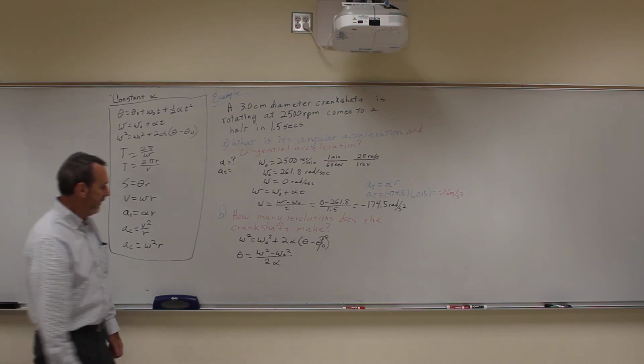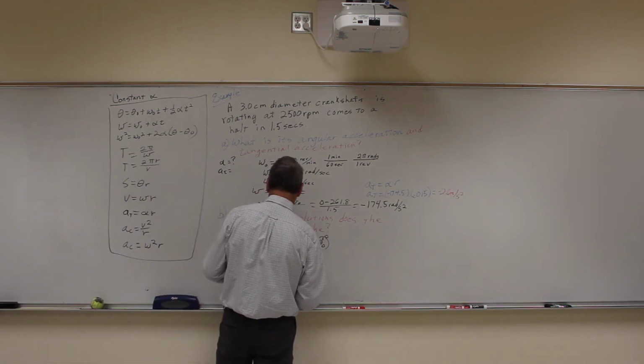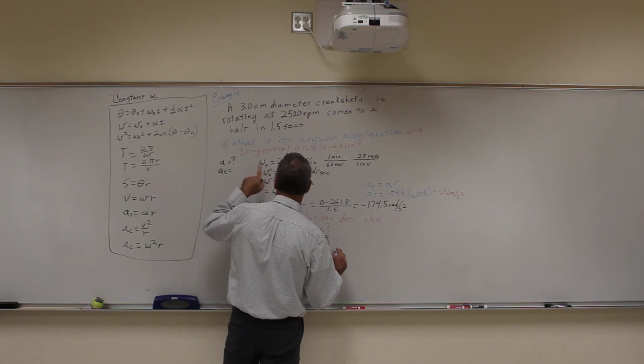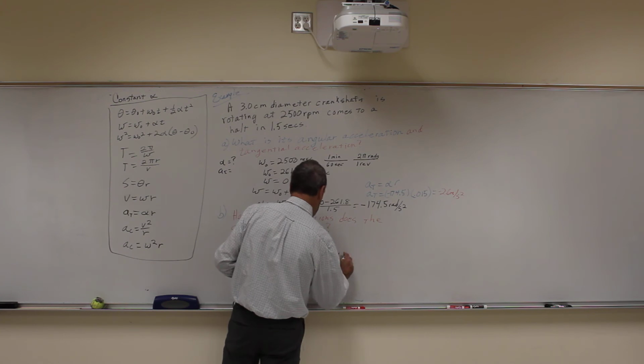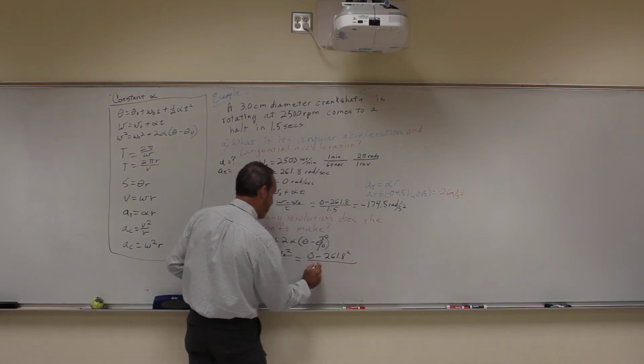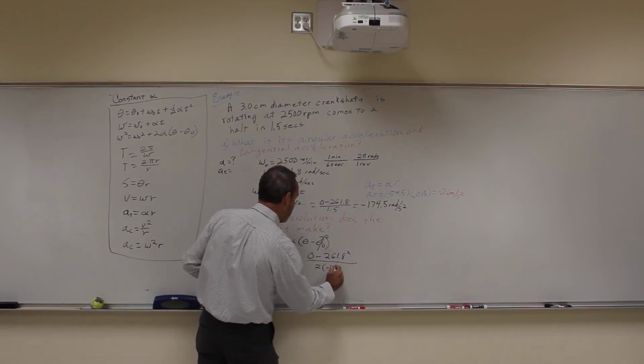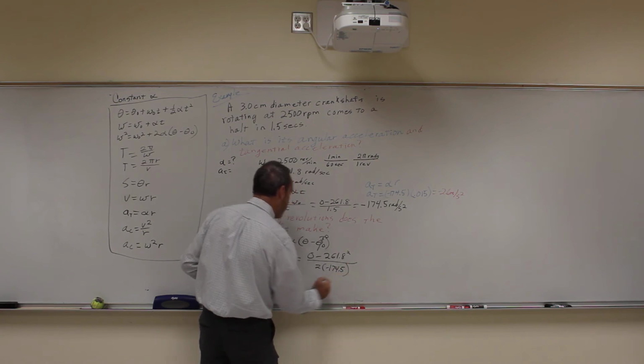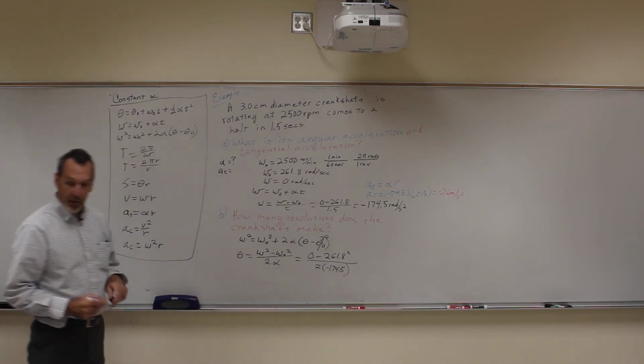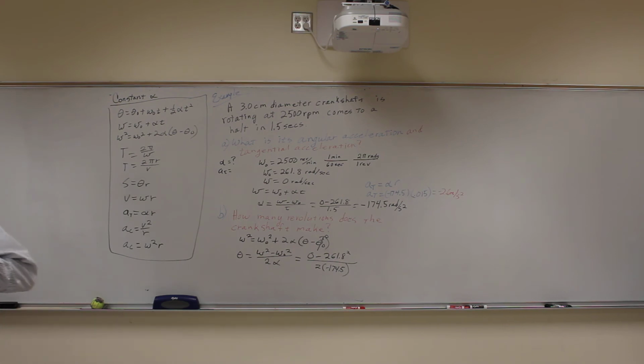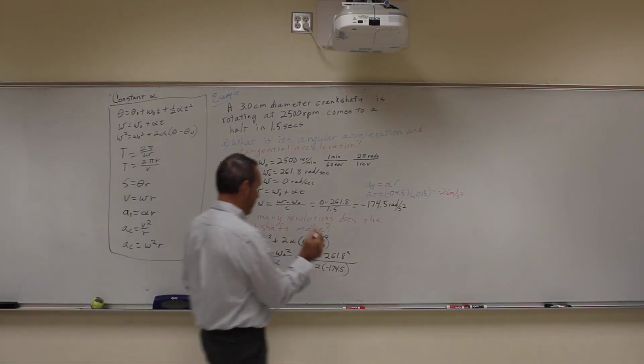Gives us the answer. So, omega is 0 minus 261.8 squared over 2 times negative 174.5. And when you do that, you get theta is equal to 196 radians.